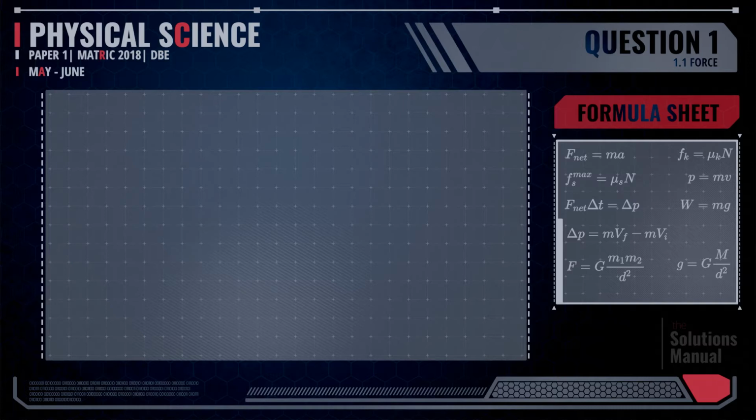In today's video we'll work through question 1.1 of the 2018 Matric exam, written between May and June of the same year. We will try to go into as much detail as possible with the explanations, while at the same time keeping the video short. The best way to use this video is to first attempt the question on your own, then watch the video to compare your work. So, let's get started.